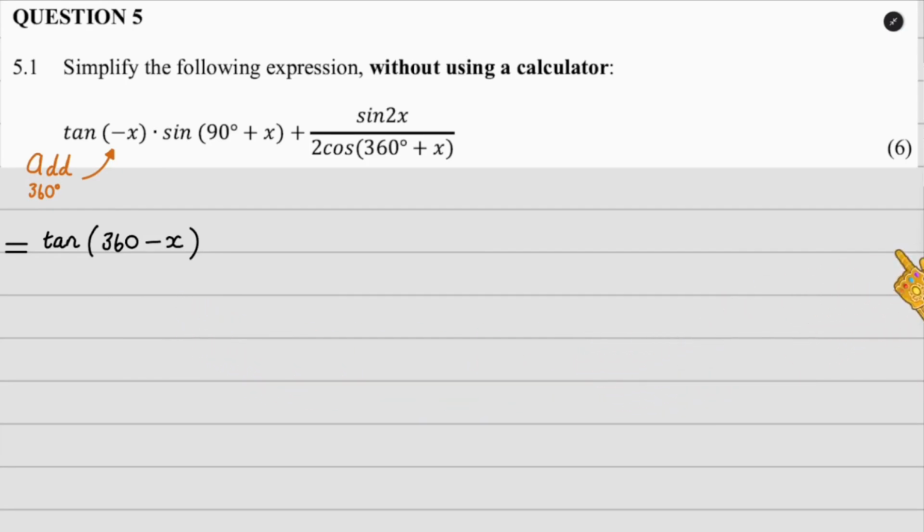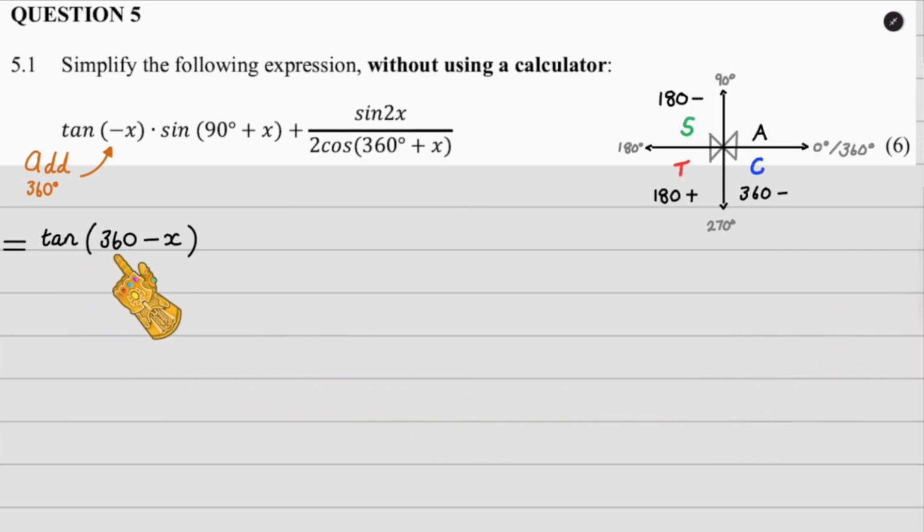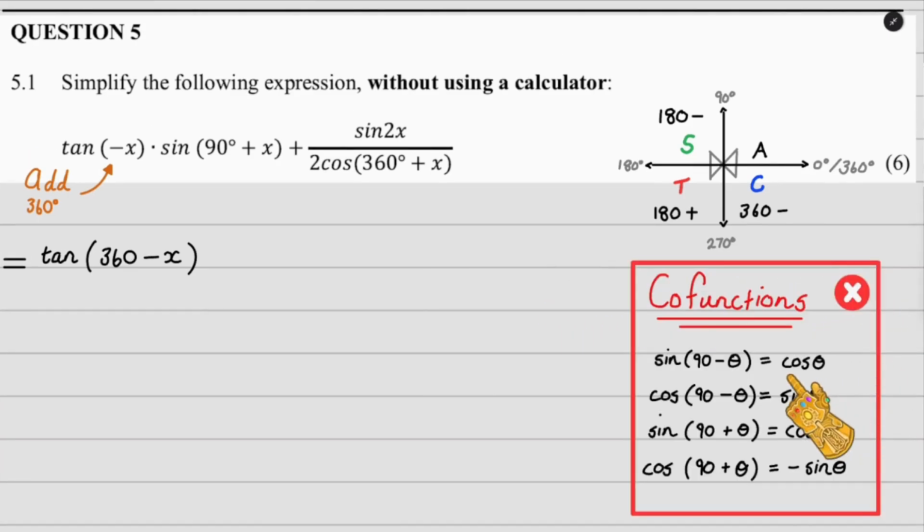Let's grab him while we're here. Alright, so the purpose of doing that was to set myself up for reduction, because that's now in the 360 minus quadrant. Now sine of 90 plus x is a co-function that you must be comfortable with and know off by heart. So a trigger to recognize co-functions is when you see 90 plus. Now that one is this co-function over here. Sine of 90 plus an angle is just equal to cos of that same angle. So this over here will change to cos of x.